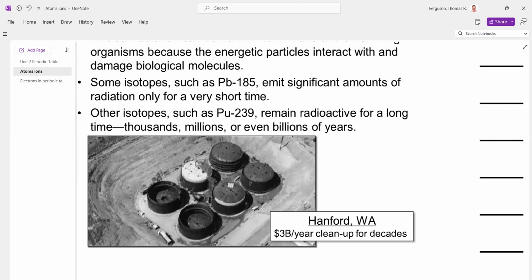Hanford, Washington. This is where the Manhattan Project got some of its plutonium from. Massive. My first wife got a job offer to move up to Washington for Hanford. And right now they're looking at $3 billion a year in cleanup fees. Everything around there is really contaminated.